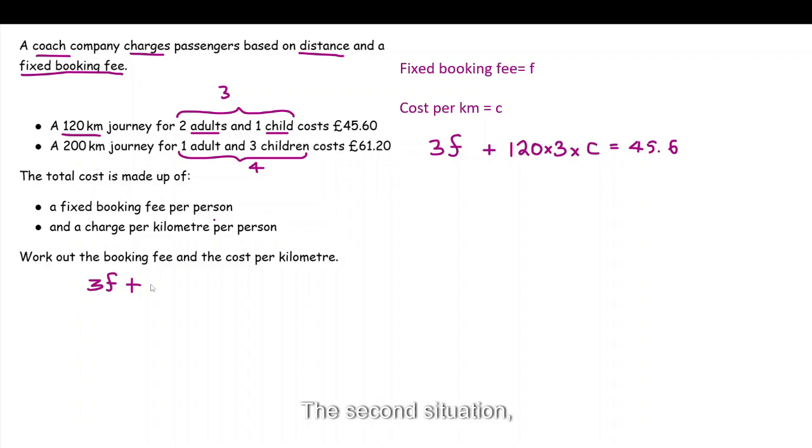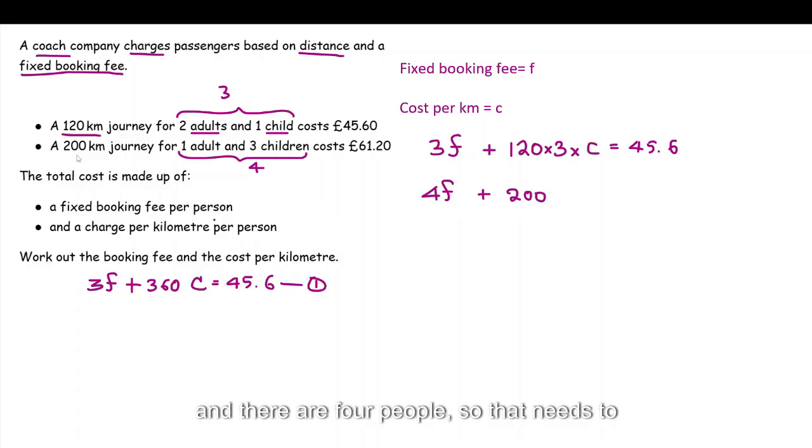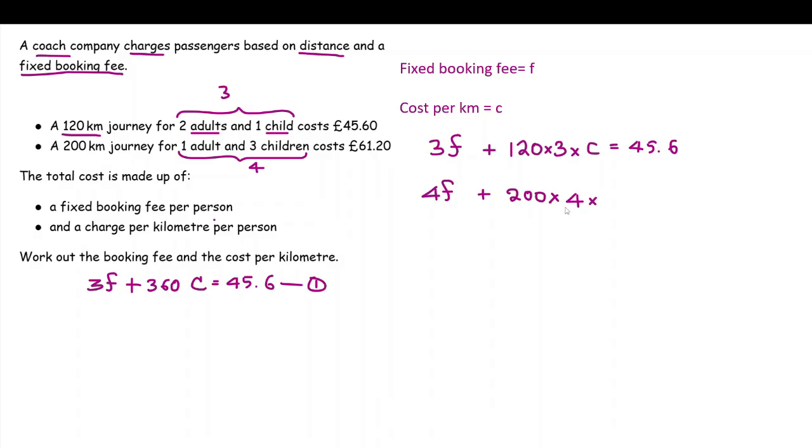The second situation, there are 4 people. So there's 4 times booking fee, 4f, plus the distance now is 200 kilometers, and there are 4 people, so that needs to be multiplied by 4. And that many kilometers, when you consider all 4 people, times by c gives you 61.20. Now, 4f plus 200 times 4 is 800c is equal to 61.2. That's my second equation.